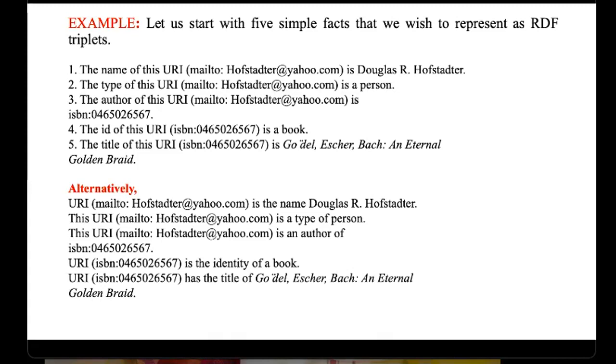Or alternatively, you can write these things as: the URI mailto:Hofstadter@yahoo.com has the name Douglas R. Hofstadter. This URI is of type person. This URI is an author of the book with that ISBN number. This is the identity of the book. And the URI has a title, An Eternal Golden Braid.